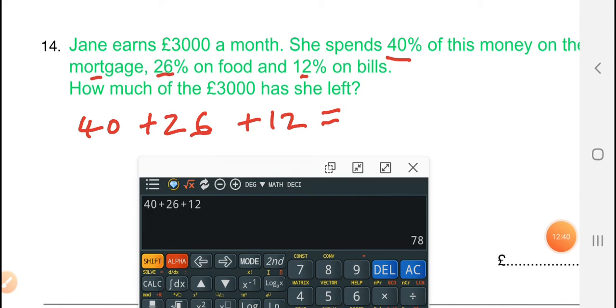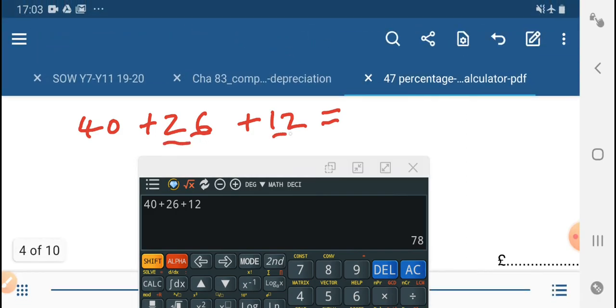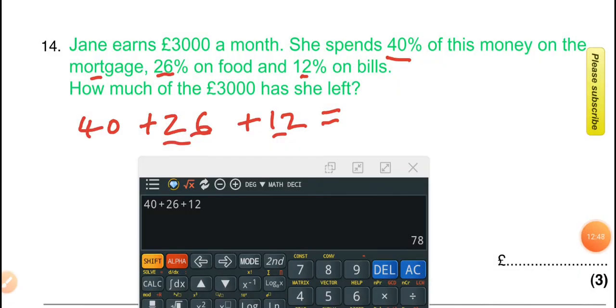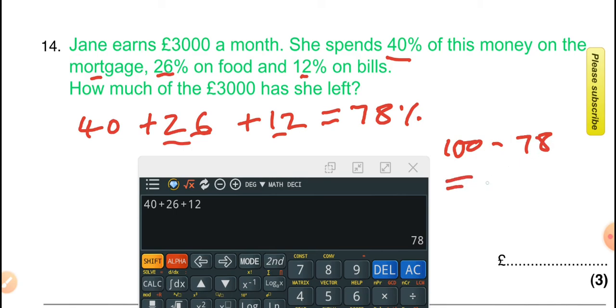The other way to do it, probably a much quicker way, would be to add the percentages. So the 40%, add the 26%, add the 12%. So when you add all the percentages together, you'll have 78%. Now all percentages have to add up to 100%. So if you do 100 minus 78, you get the answer of 22%. So her leftover will be 22%.